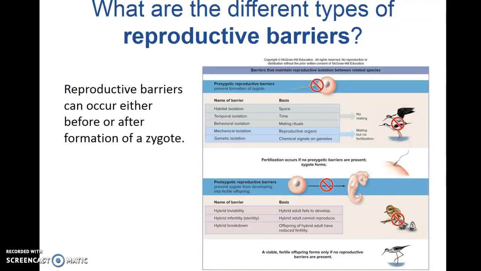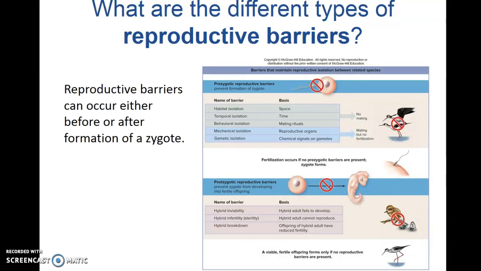Pre-zygotic barriers are things like, for example, if you have two different species, and one species is active during the day and another species is active during the night. Well, obviously they're never going to reproduce because they never come in contact with each other. Similarly would be things like habitat isolation. If they don't physically come into contact with each other because of where they live, that would be a type of barrier as well.